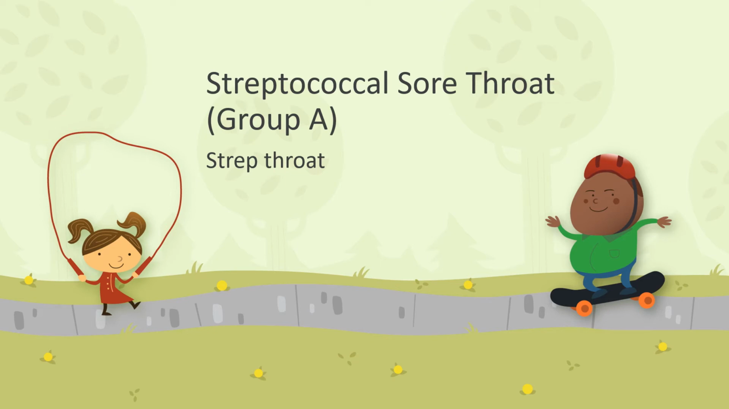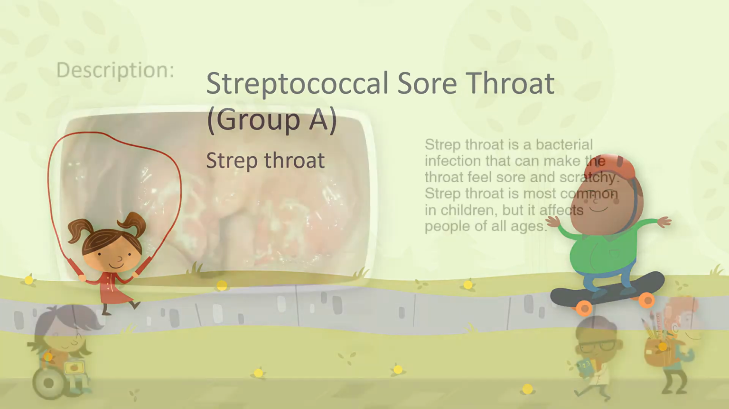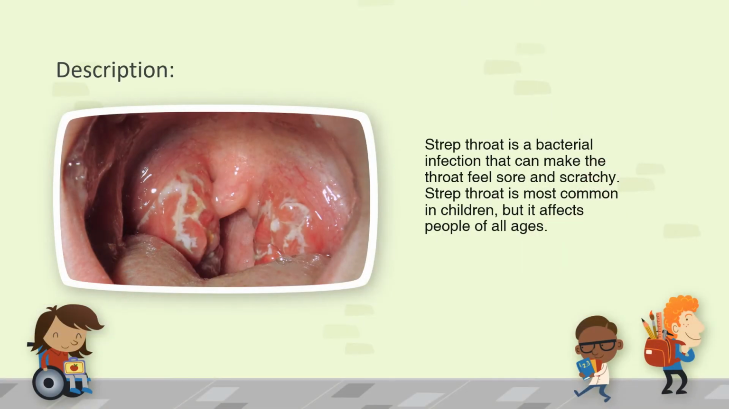Streptococcal sore throat, Group A, commonly known as strep throat. Description. Strep throat is a bacterial infection that can make the throat feel sore and scratchy. Strep throat is most common in children, but it does affect people of all ages. I myself actually had strep throat within the last year.